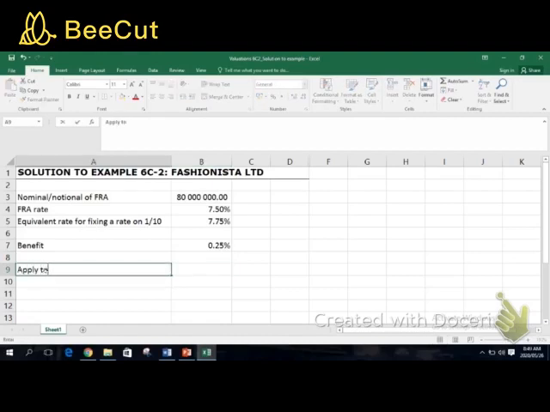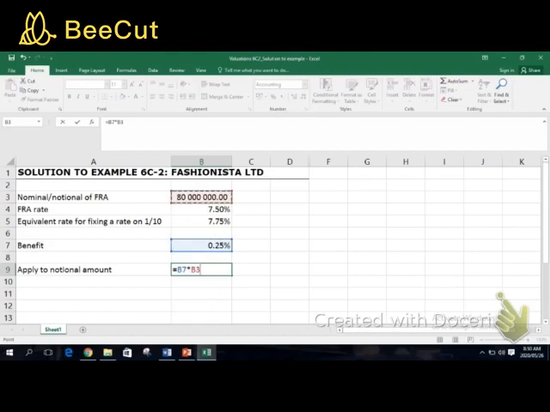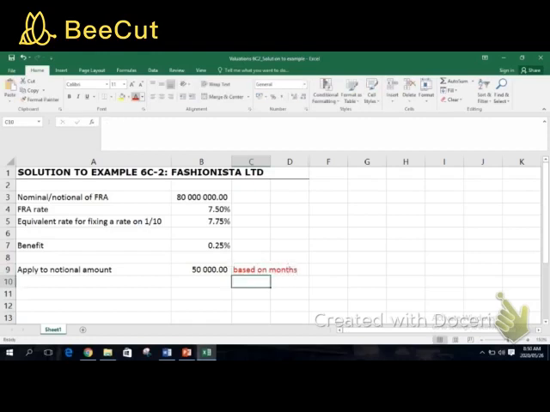We now apply that to the notional amount to get the rand benefit. So it's 80 million times the 0.25%, but that rate is per annum. So we need to adjust it for the 3 months that it applies to. And that gives me a 50,000 Rand benefit. Now that benefit is what we get when we base the calculation on months. The more accurate version would probably be to work on the number of days rather. So on a day convention, a day count convention, how many days would that be?